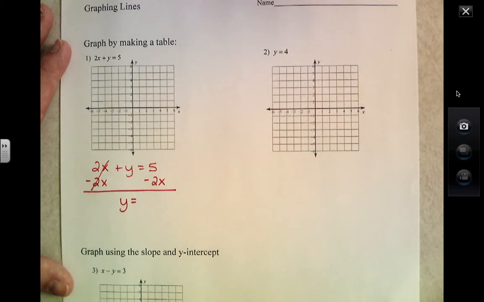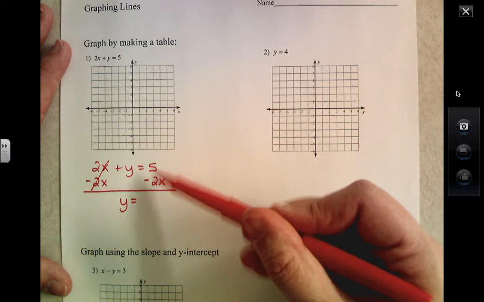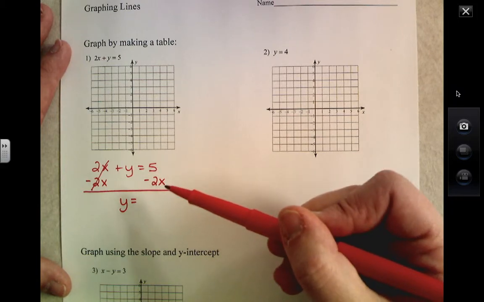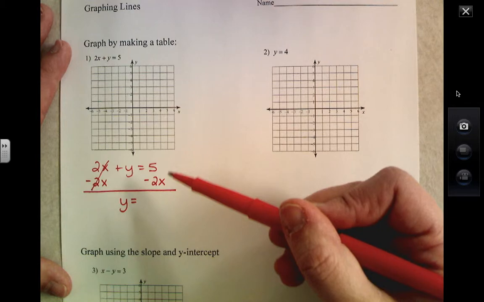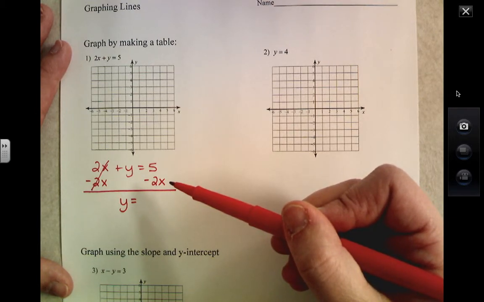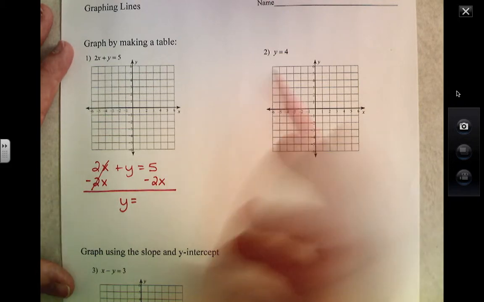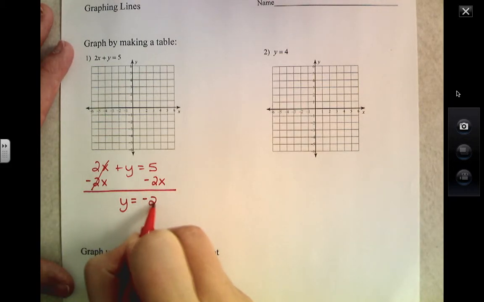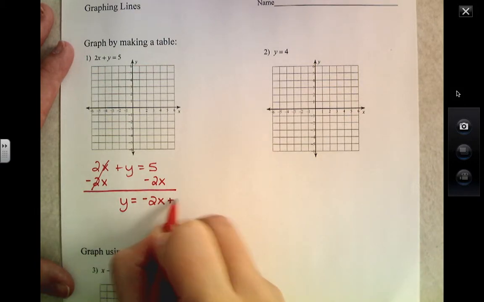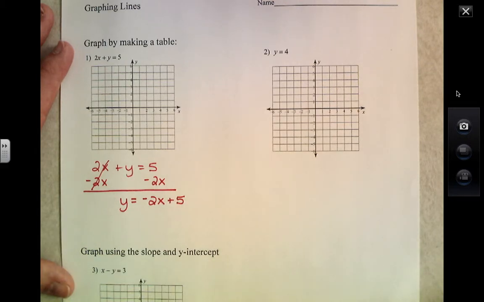Now, one of the most common mistakes I'm seeing here is that people are trying to subtract these values. These are not like terms. One of them has an x and one does not, so they cannot be combined together. So you want to make this look like y equals mx plus b. The number with the x is the negative 2, so I'm going to write the negative 2x first, then the number that's by itself, which is a 5, and since it's positive, I'm going to put plus 5.